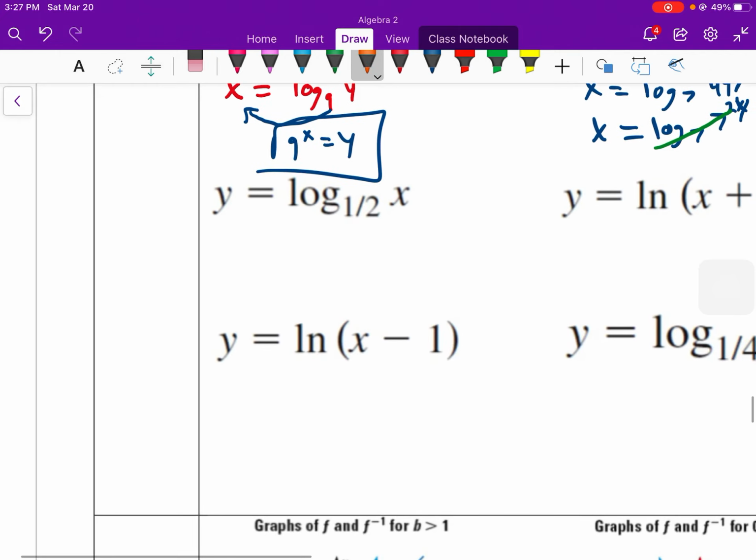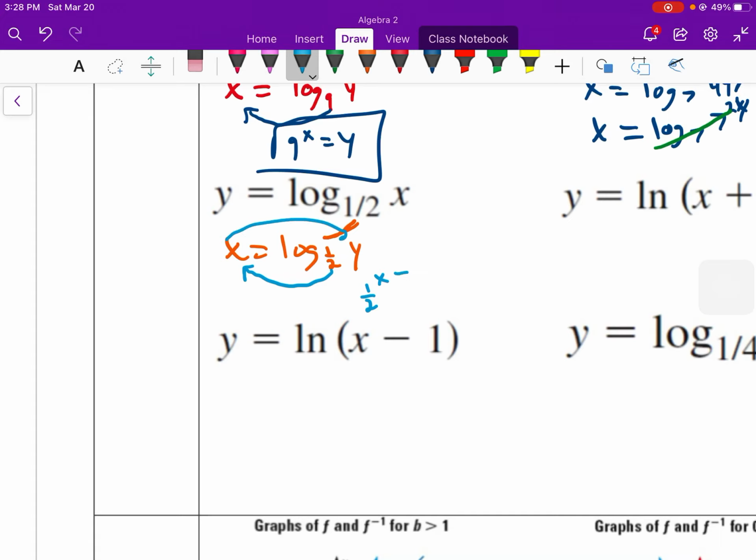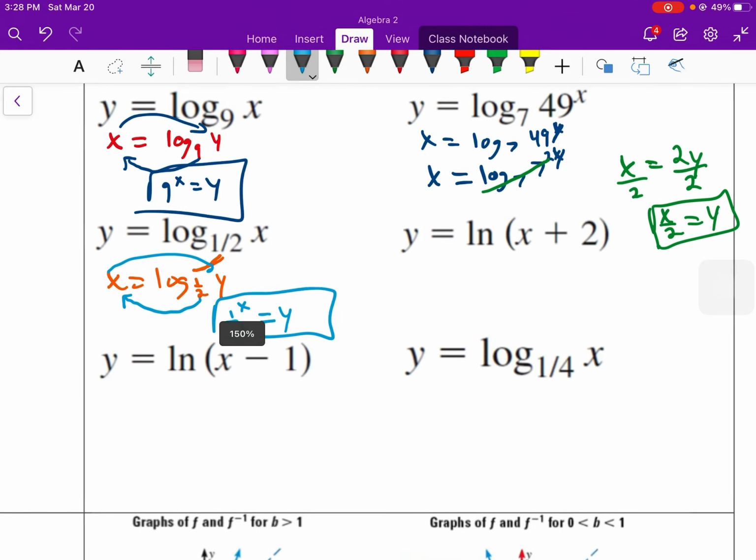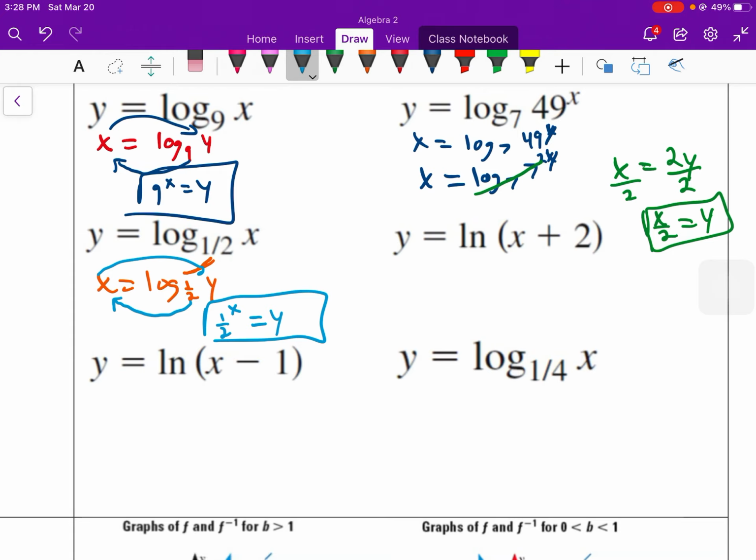Okay, so log base half of x equals y. Before I take that step, I'm going to rewrite as x equals log base half of y. Now I can go through, so that's half to the power of x equals y. I want it to be clear that that's half to the power of x equals y. Now it's the inverse. If it's a log, the inverse will be an exponent, and vice versa.